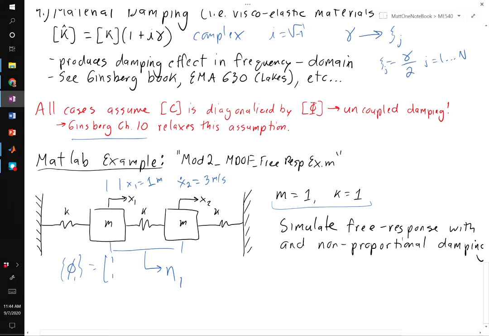So we've got some instant in time where this mass is displaced over, and this one is moving with some positive velocity. And then we let the system go, and we're wanting to solve for what happens next. So let's jump over to MATLAB, and we will see how this can be done.